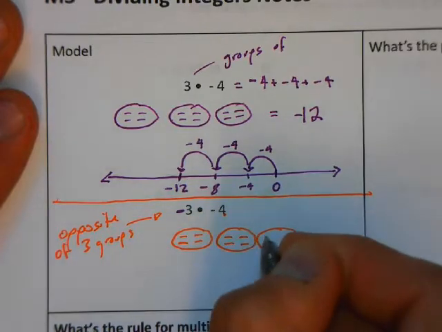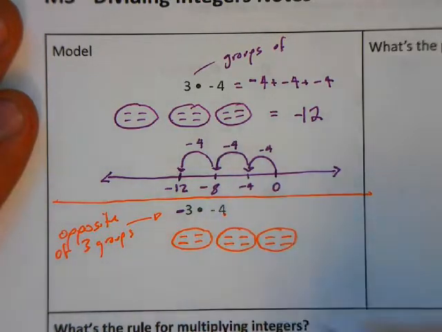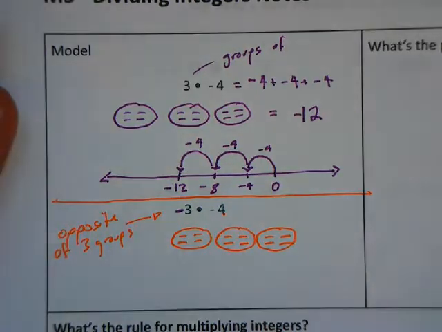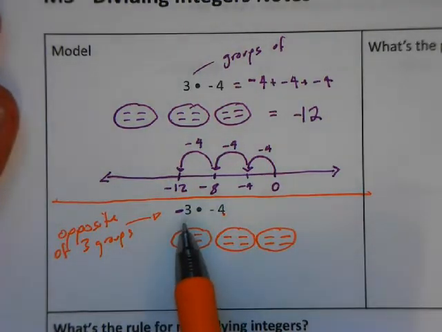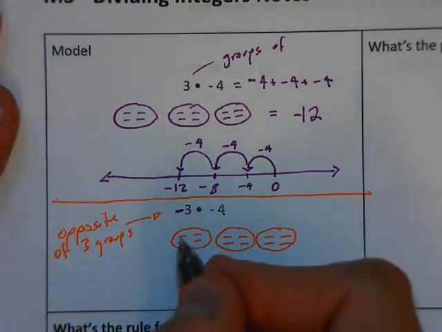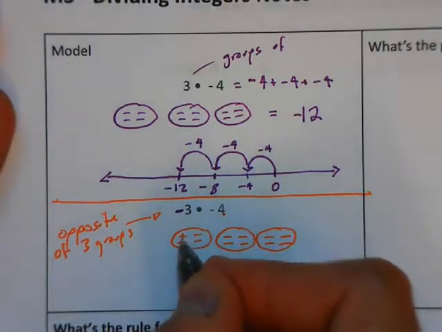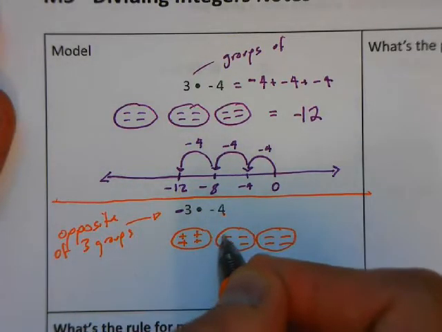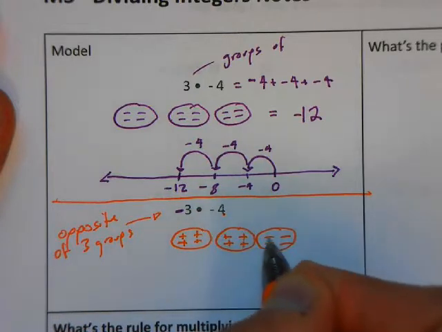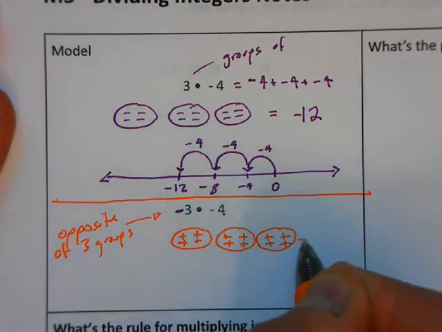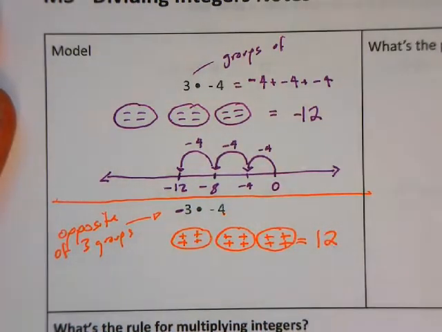So here's my 4 negatives. But it's like opposite day. We're doing the opposite of 3 groups. So each one of these negatives is now turning into the opposite sign. So it's a positive, which means we've got 12.